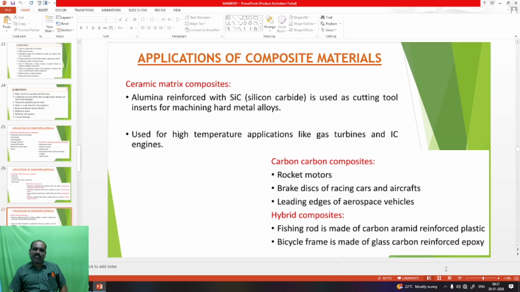And ceramic matrix composites: alumina reinforced with silicon carbide is used as cutting tool inserts for machining core metal alloys used for high temperature applications like gas turbines and IC engines, and rocket motors, brake discs of racing cars and aircrafts. The leading edge of aircraft airframe vehicles is produced by carbon-carbon composites. And hybrid composites are used in manufacturing fishing rods and bicycle beams made of glass carbon reinforced composites.